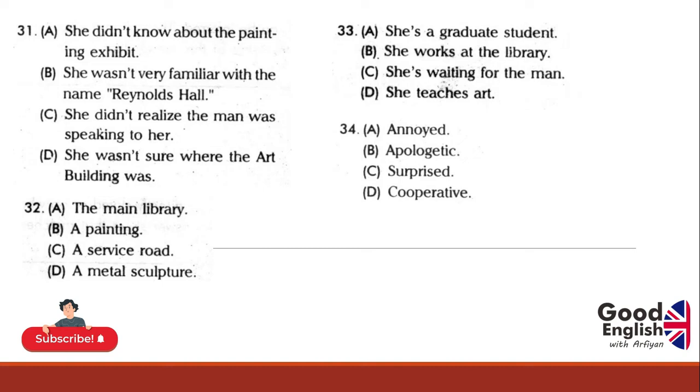Number 31. Why was the woman at first confused when the man asked her for directions? Number 32. According to the woman, what is directly in front of the art building? Number 33. What can be inferred from the conversation about the man's sister? Number 34. What is the woman's attitude toward the man?